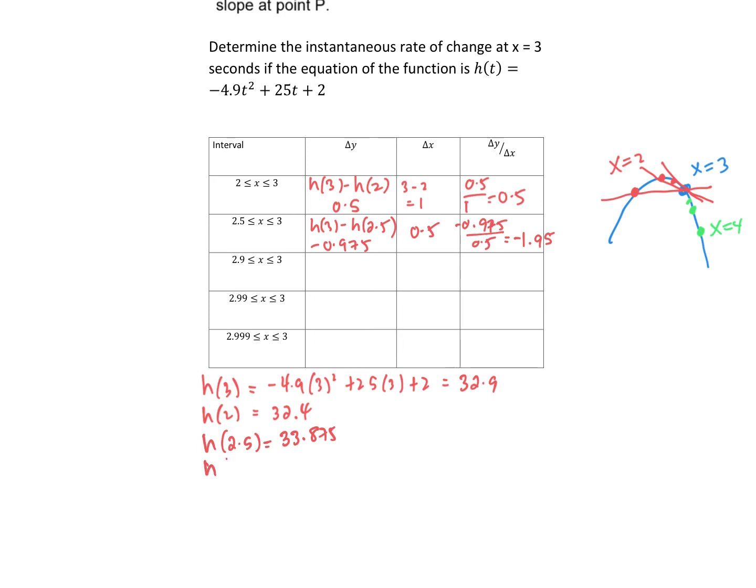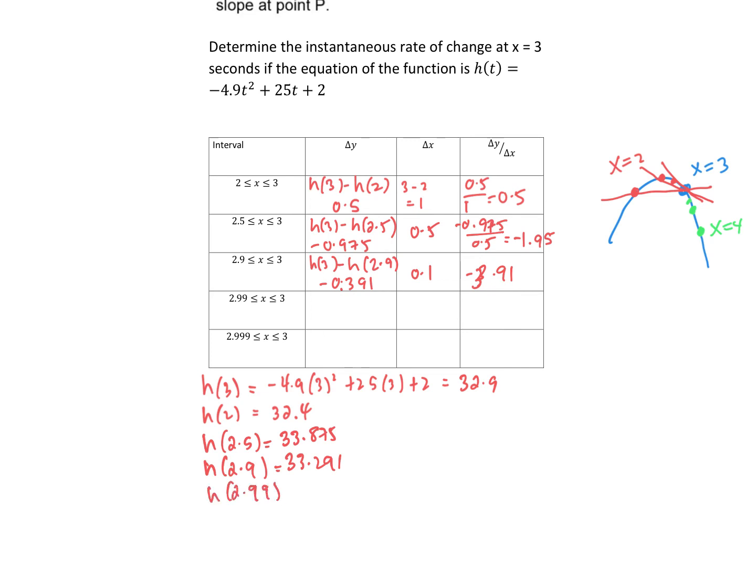So I'm going to move that point closer to 2.9. I'm going to sub that into the equation, and I get 33.291. Then we're going to do h of 3 minus h of 2.9, and that works out to be negative 0.391. Delta x will be 0.1. We'll do that division, and we get negative 3.91. So still quite different. Negative 1.95 and negative 3.91 are quite different, so we're going to move it even closer.